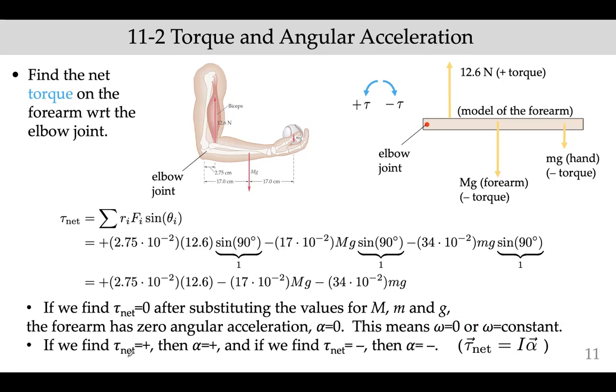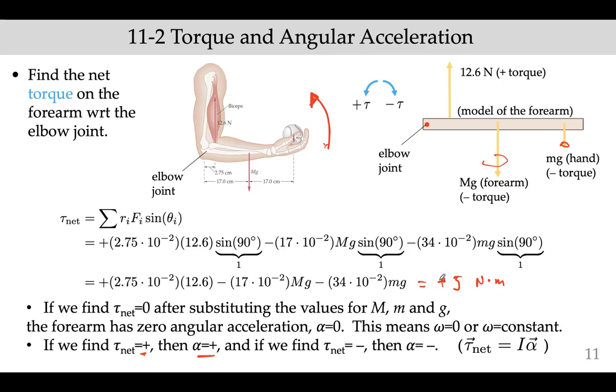Okay, what happens if you find a positive number here? So let's say you calculated it, you find positive, let's say 5 newton meters. What would happen? Then that will mean positive angular acceleration. And positive means counterclockwise. So the torque created by the biceps would be more than the torque created by these two forces. So in this case, the forearm would accelerate in the counterclockwise direction.